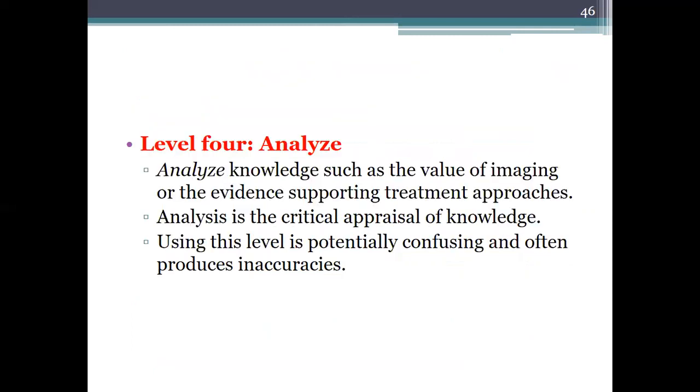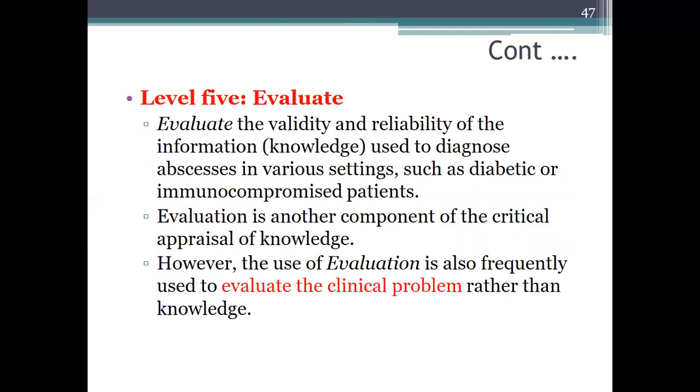Analyze knowledge such as the video of imaging or the evidence supporting the treatment approaches. Analysis is the critical appraisal of knowledge, because if he knows the different approaches, he can decide which one is the best, then he can use this in the new upcoming modified situation. Level 5, evaluate the validity and reliability of the information and knowledge used to diagnose abscesses in various settings, such as the diabetic or the immunocompromised patient.